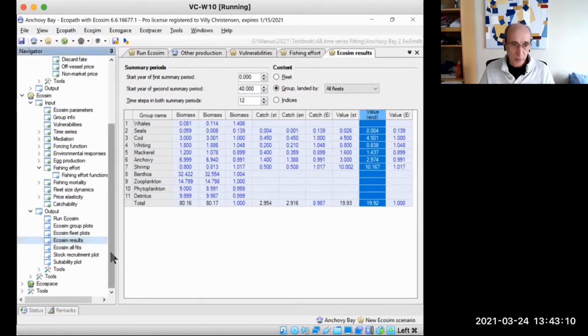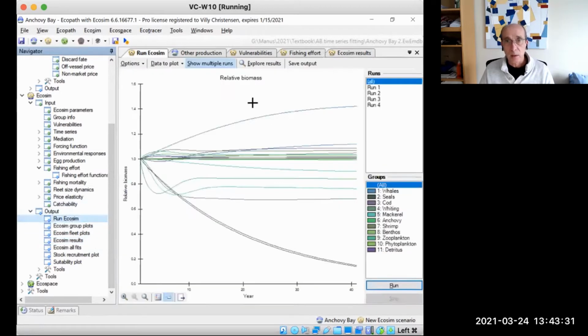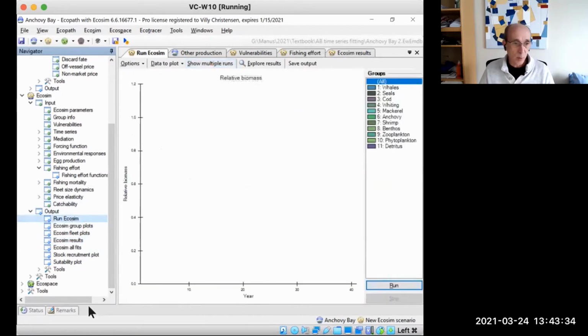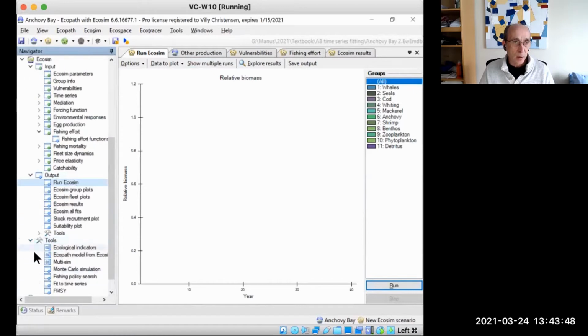Now there are automated tools for doing what I did here manually, and you can explore this manual part much more. It's a good learning exercise to figure out how your model is behaving, to take it through this kind of games that I've been playing here. But let's just go back here. I don't need to show multiple runs anymore. And let's now go down to Ecosim, and not input, not output, but the tools down here under Ecosim.